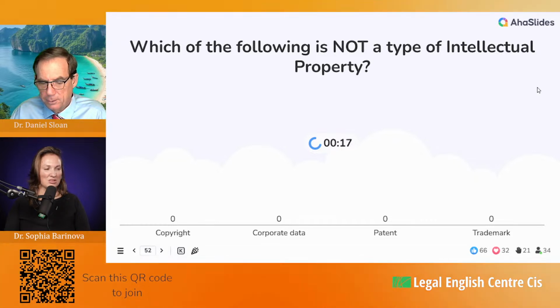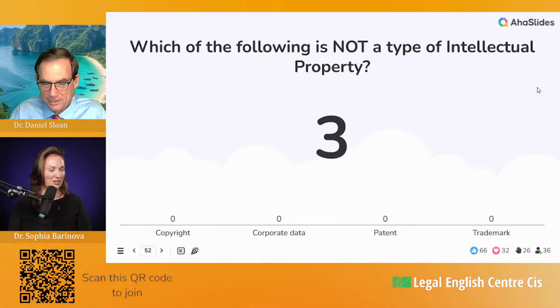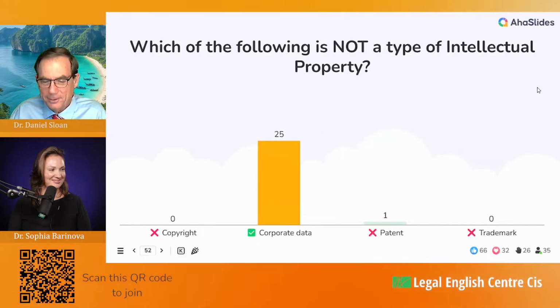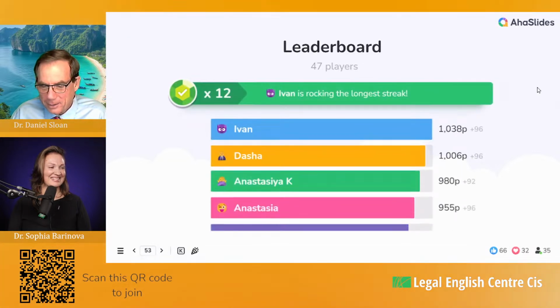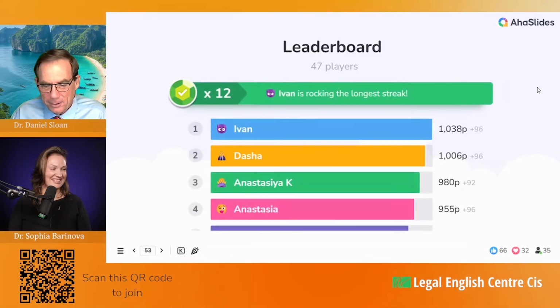So, as I understand, we decided to go back and revise the very beginning, to make sure that everyone remembers what they hear. And that is interesting, corporate data. There you go. You got that right. And who's ahead now? Looks like Ivan's still out there in front.